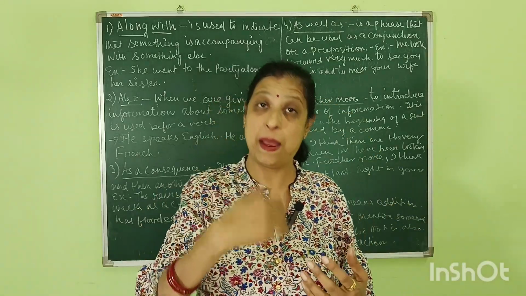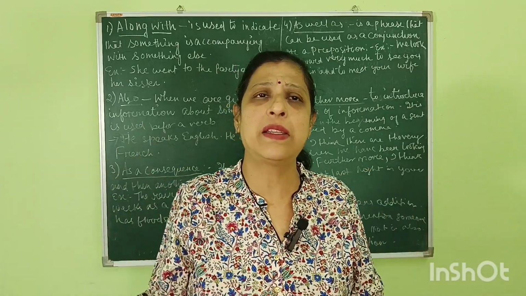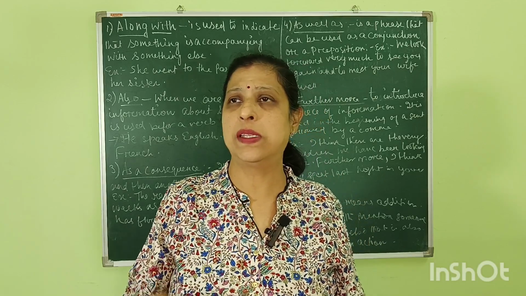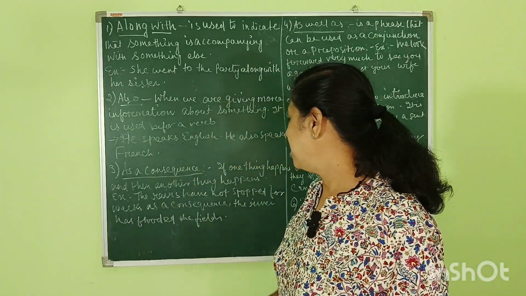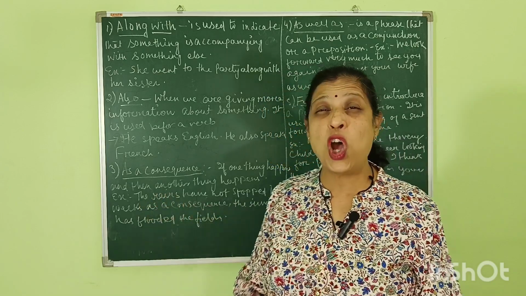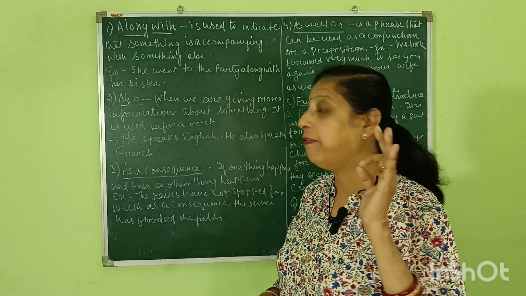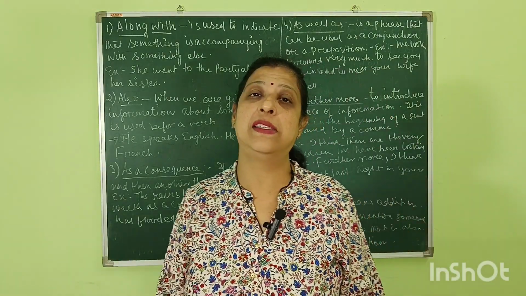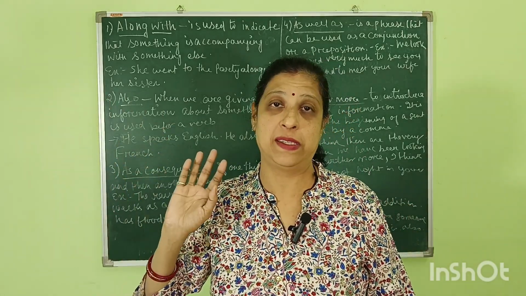Okay, if one thing happens and then another thing happens related to it, then that is called a consequence. As a consequence. For example, I've got a wonderful example for you. The rains have not stopped for weeks. As a consequence, the river has flooded the surrounding fields.